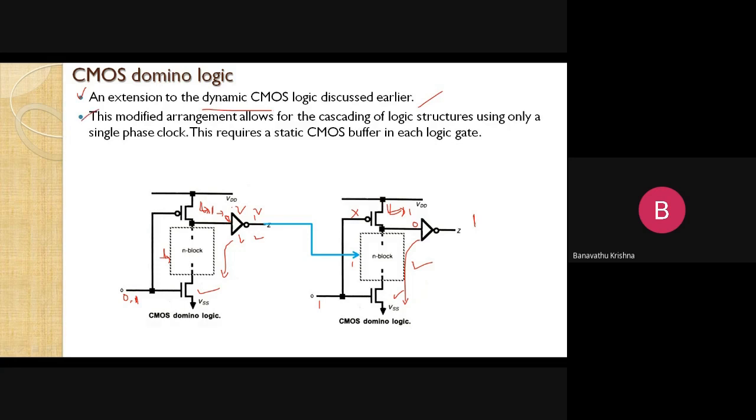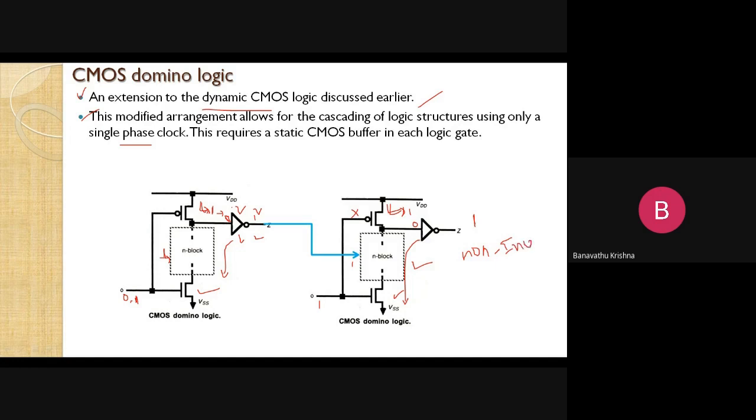So this is the modified arrangement that allows for the cascading of logic structures used in only a single phase clock. This requires a static CMOS buffer in each logic gate. Here only one thing is happening: it is going to perform a non-inverting output response. Okay, what are the problems we are facing in the previous case?